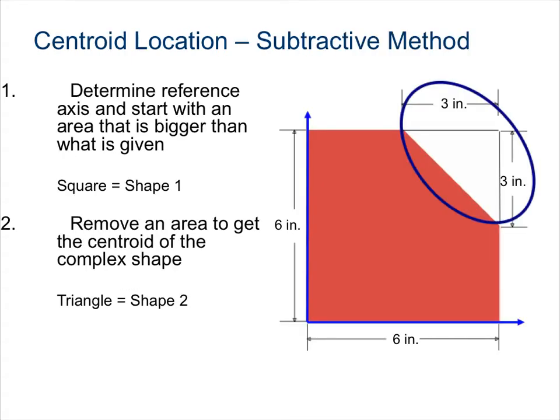So you can see here, using the subtractive method, rather than breaking this complex shape up again into 3 simple shapes, I'm going to make this one big square, which is going to have the complex shape and then that right triangle in the top right corner, which will become the negative area since we're not going to actually include that space. So shape 1 is the square. Shape 2, we're going to remove the area to get the centroid of the complex shape, which is that triangle.